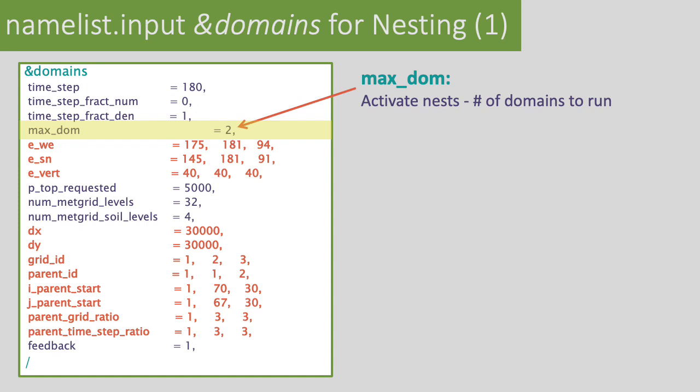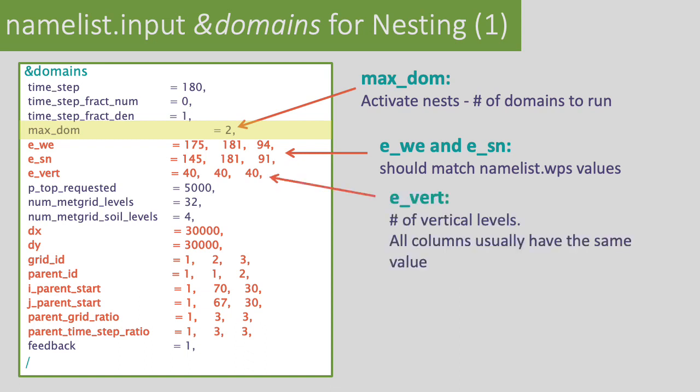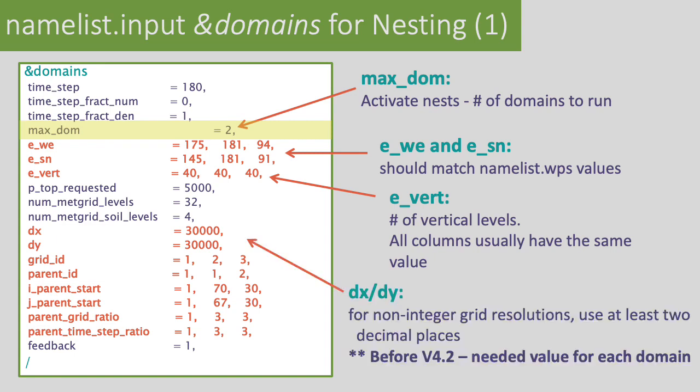The domains namelist record is where you will find the max_dom setting, which you will set to indicate how many domains you wish to run, and here we are running 2 domains. Just as for WPS, you'll set the ending west to east points and the ending south to north points to indicate the size of the domains, and this should be identical to the settings in namelist.wps. e_vert indicates the number of vertical levels you wish to use. Unless you are doing vertical nesting, this should be set to the same value for each domain.